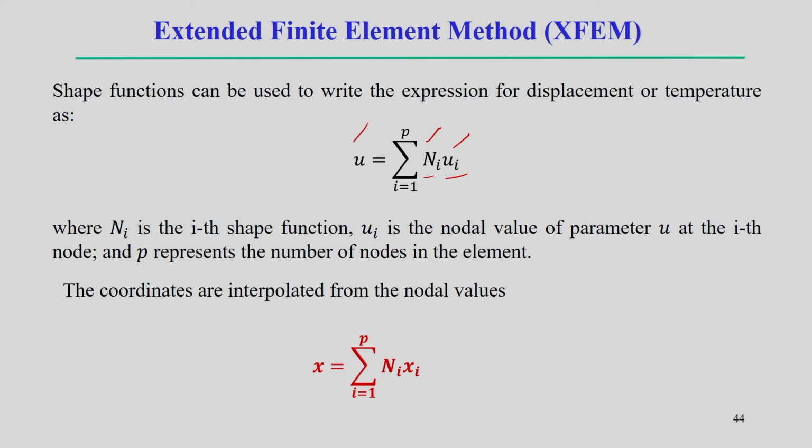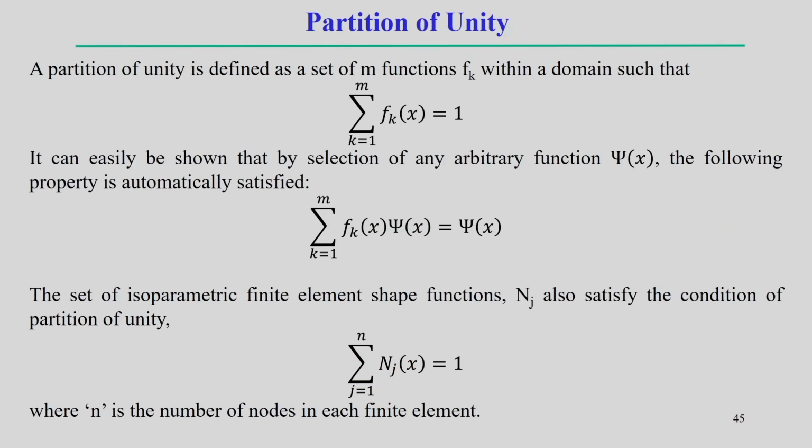Now, in the same way, the coordinate can also be interpolated with respect to the nodal values. Suppose x is the variable, it can be written in terms of the shape function and the coordinate of the particular node point, where Ni is the shape function, xi represents the coordinate of this node, and p is the number of nodes of this element. In a similar way, any kind of variable, be it temperature or displacement, can be interpolated.